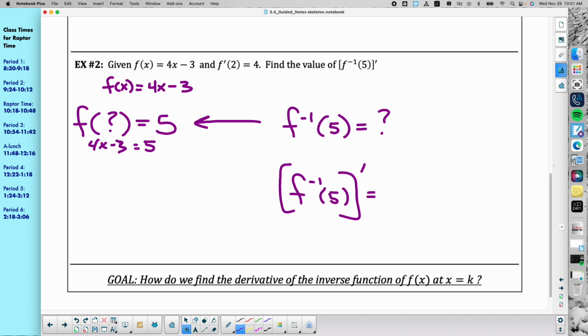Okay, 4x minus 3 equals 5. Add 3, get 8. X is 2. Okay, the only reason this 2 is actually important is because we can figure out the slope at 2 very easy.